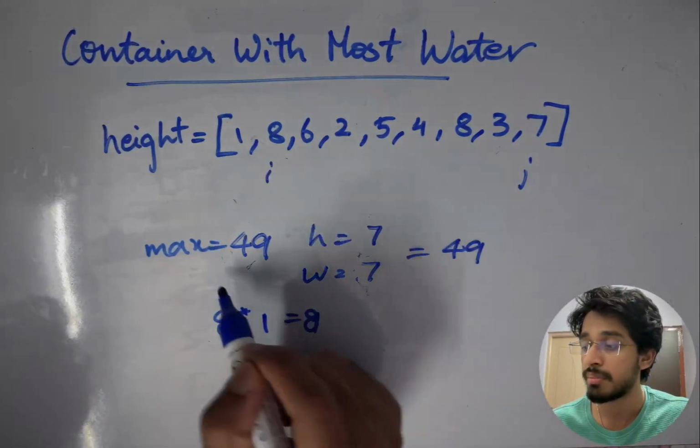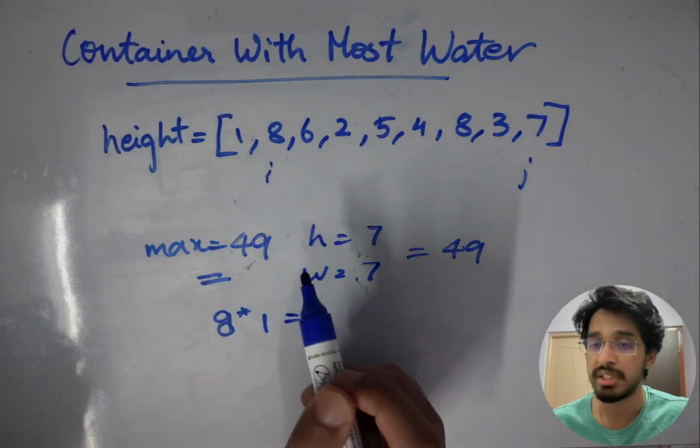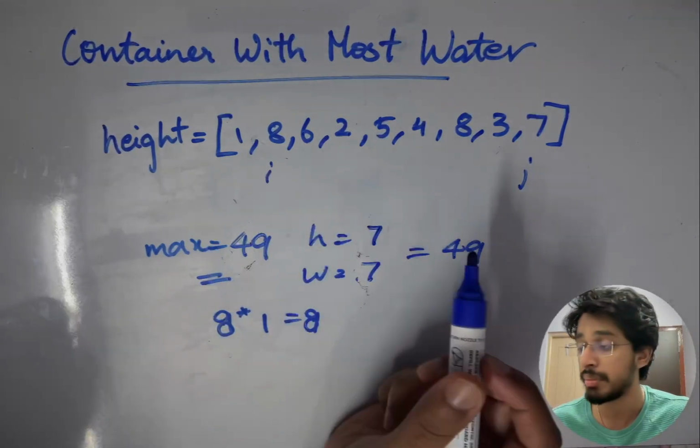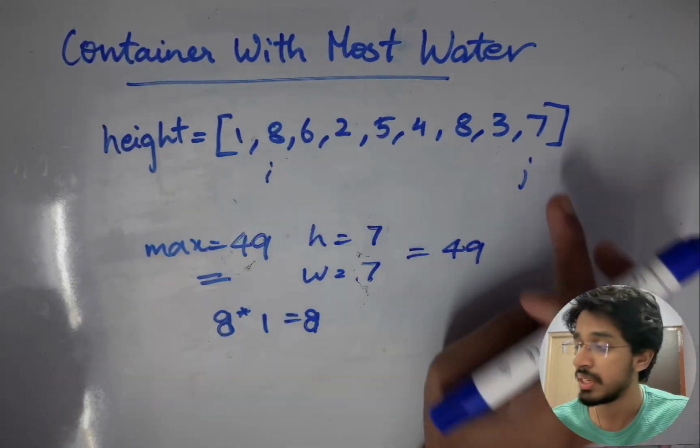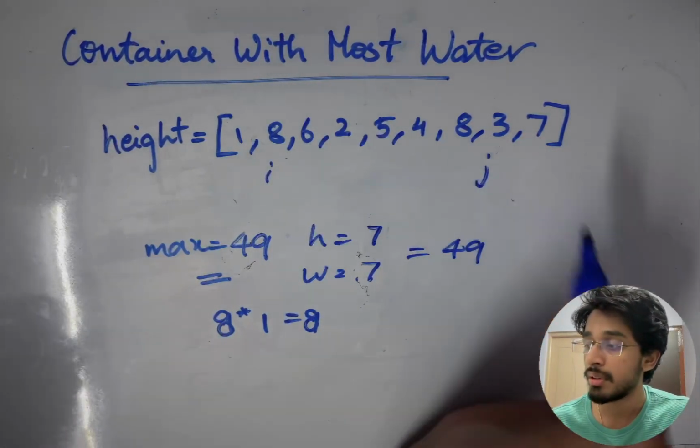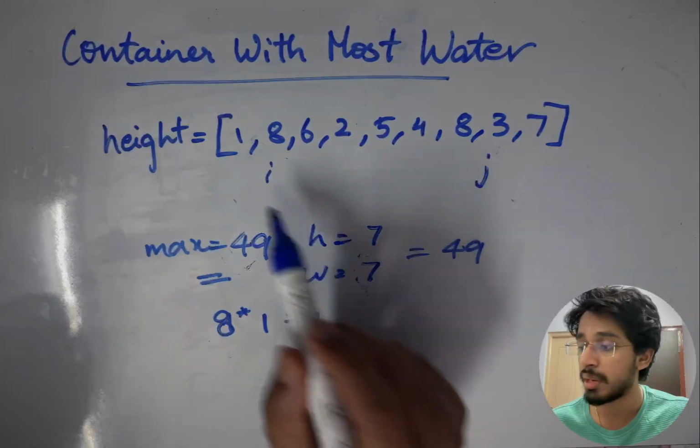So the max value is 49. Okay, and we just now increment or decrement j. So now we see that i is greater than j this time. Okay, so that is why we decrement j. All right, so now we keep doing the same thing.